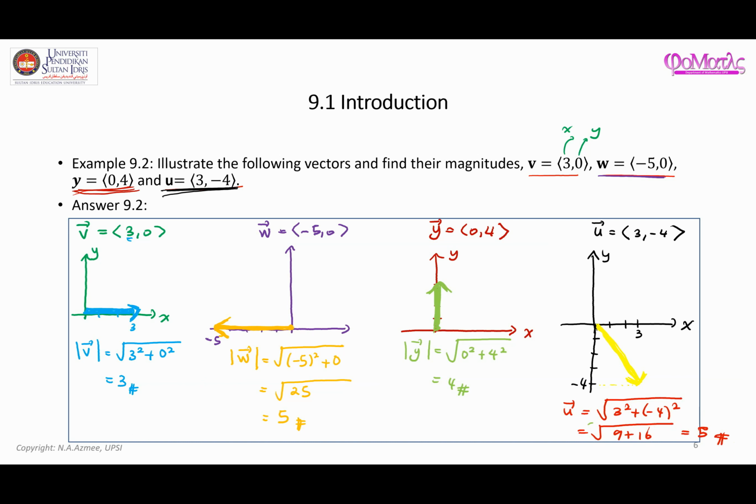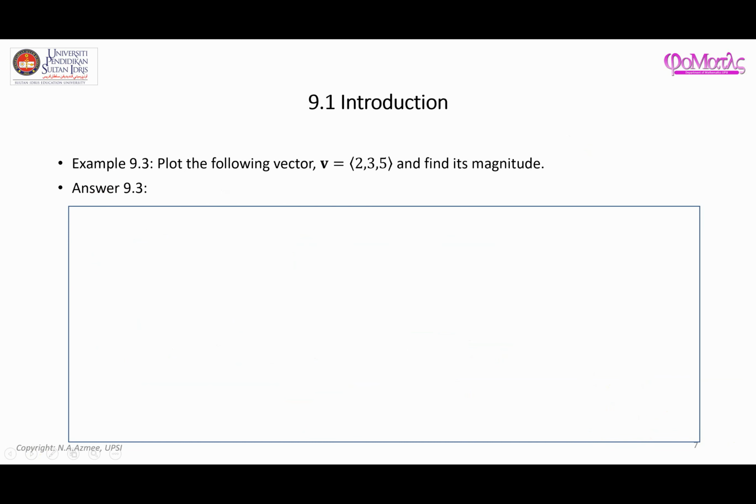Okay, now let us move to the idea of a three-dimensional vector, and let us try to plot this vector into the plane, and then we're going to find the magnitude of this vector. Okay, so first of all, we can think of this as components x, y, and z. So we can sketch the axis, something like this. So this is component y, this is component x, and this is component z.